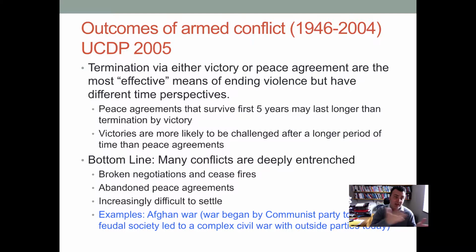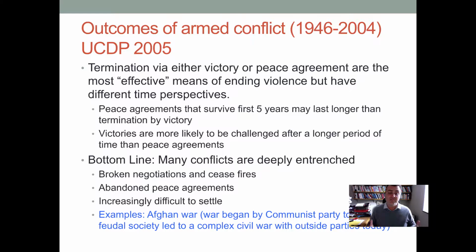They either gave up or they no longer had enough military equipment to continue the fighting. That means if a victory ended a particular conflict, that will be more likely to be challenged after a longer period of time, after that particular group can regroup and again resort to new violence. So again, they need time to challenge the victorious power.